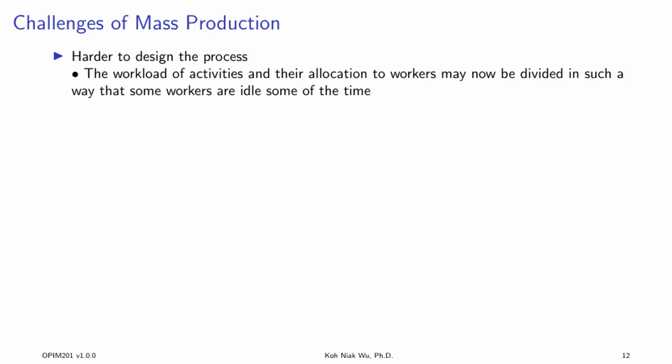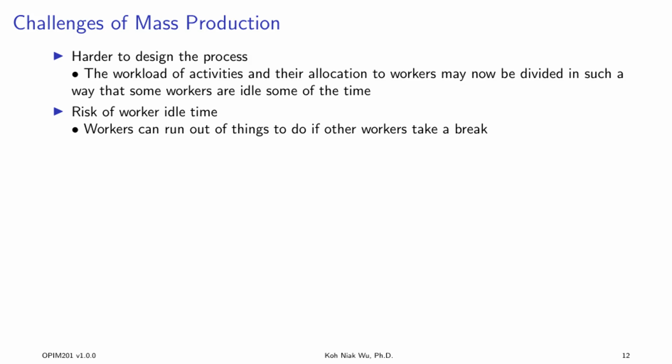One major issue is the design of the production process. The workload of activities must be carefully divided among workers. This division can lead to some workers being idle at times. These factors can impact efficiency and productivity. It's essential to find a balance in workload distribution to minimize idle time and maximize output.